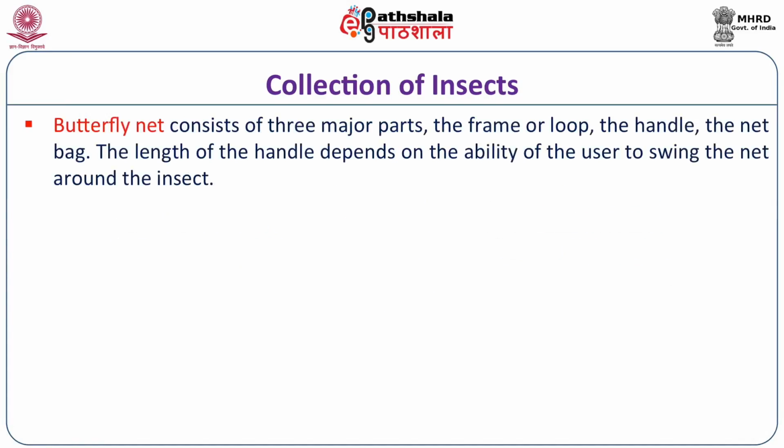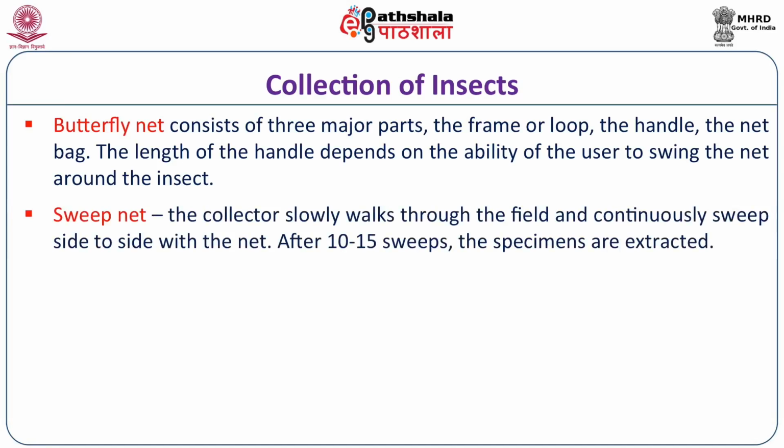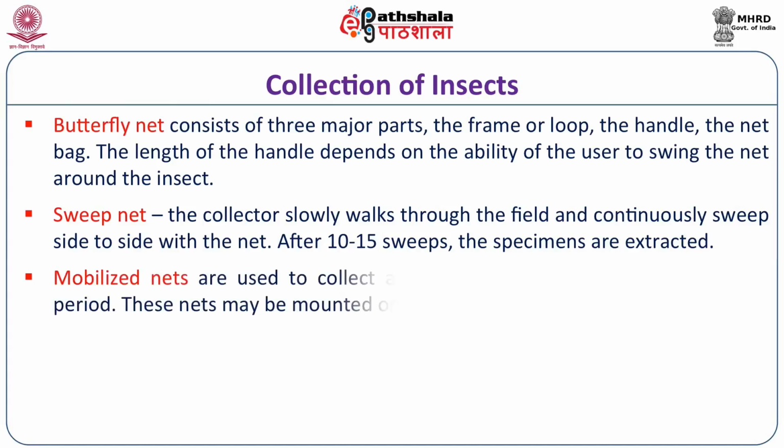pins, etc. A butterfly net consists of three major parts: the frame or loop, the handle and the net bag. The length of the handle depends on the ability of the user to swing the net around the insect. Sweep net: the collector slowly walks through the field and continuously sweeps side to side with the net. After 10 to 25 sweeps, the specimens are extracted.